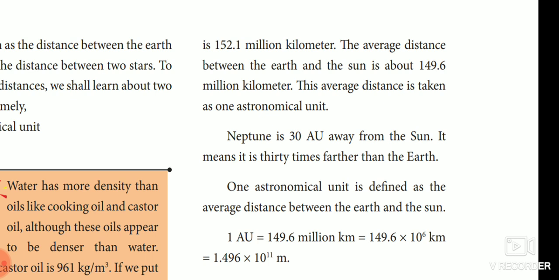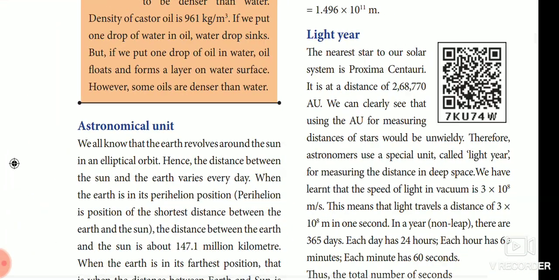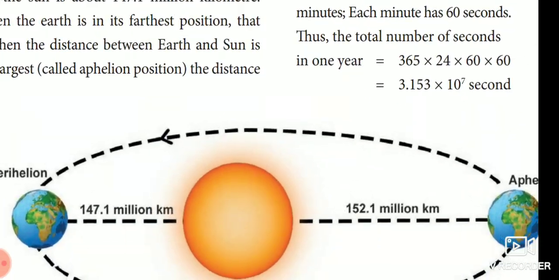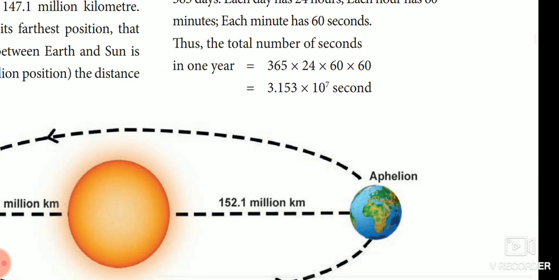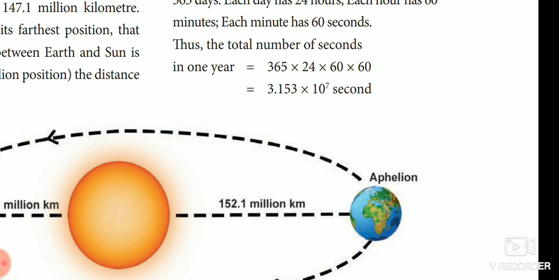Okay, it means it is 30 times farther than the earth. பூமியை விட 30 மடங்கு தொலைவில் இருக்குது. One astronomical unit is defined as the average distance between the earth and the sun. You can see the picture also. Yes, you see here perihelion, that is பூமியினுடைய அண்மை நிலை, aphelion, that is பூமியினுடைய தூரத்தில் உள்ள நிலைமை, சேய்மை நிலை.